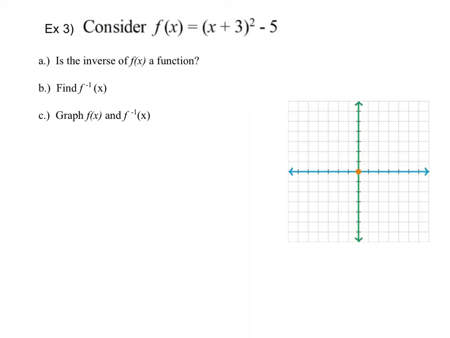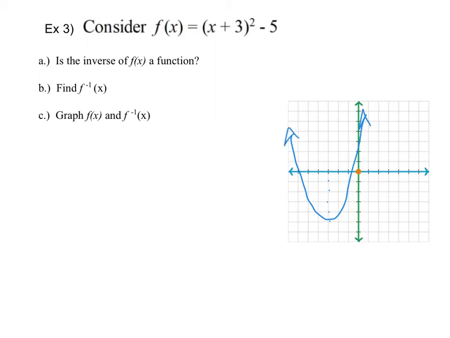So let's think about this graph. What is this graph? Well, we should know what this graph is. This is just a parabola, shifted 3 to the left and 5 down. So it looks something like this.